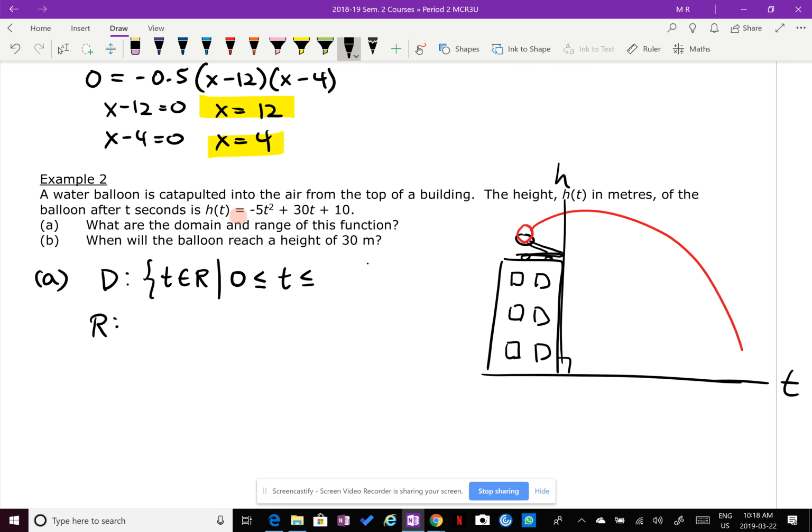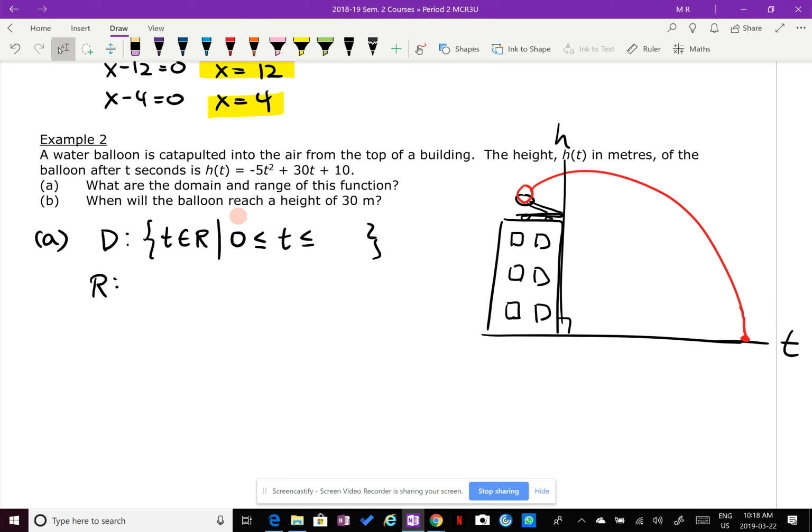And now where is t going to end? Well, t ends whenever the ball hits the ground, or the balloon hits the ground. It doesn't go after that. It doesn't go into the ground. It's the ground and it stops. So the question becomes, when does the ball hit the ground? So when does the balloon hit the ground?